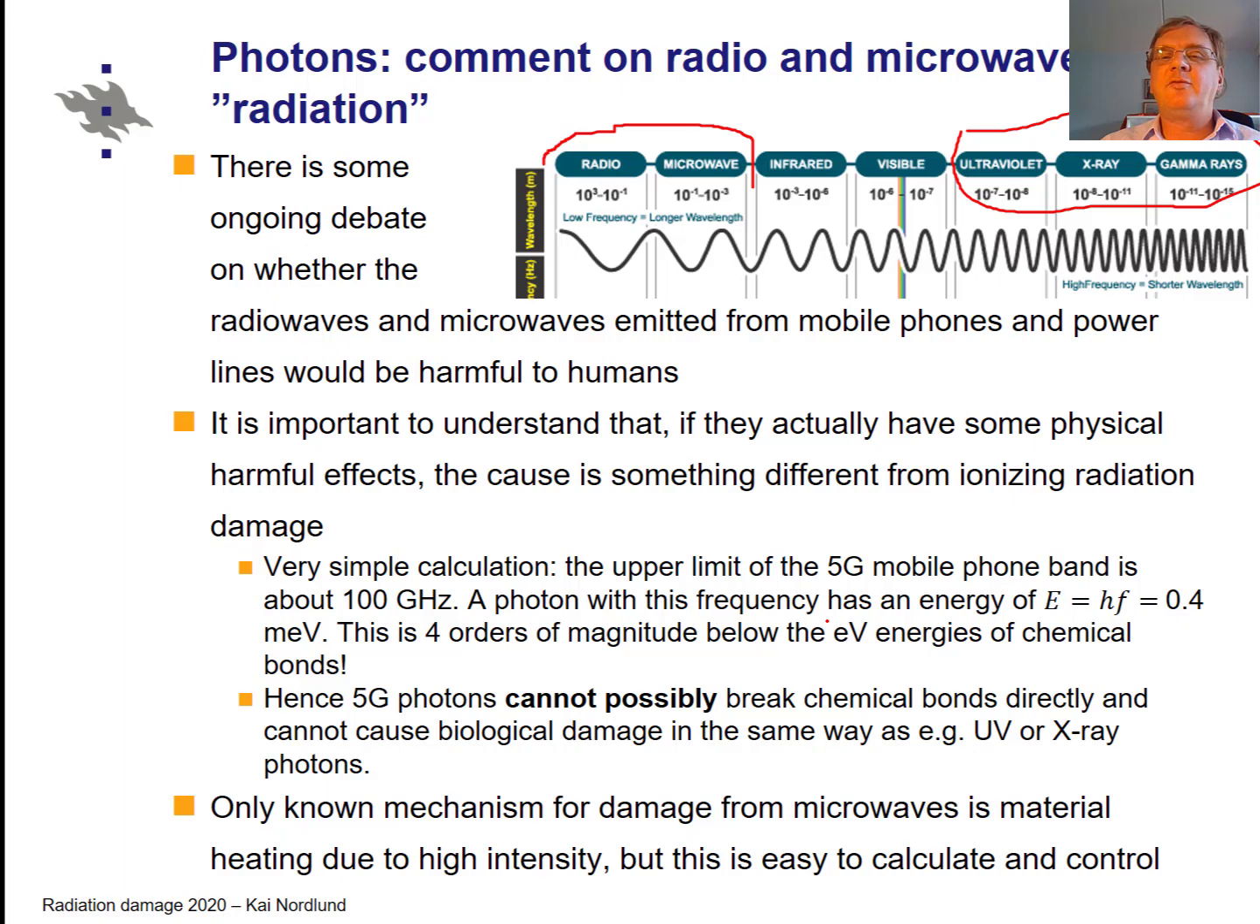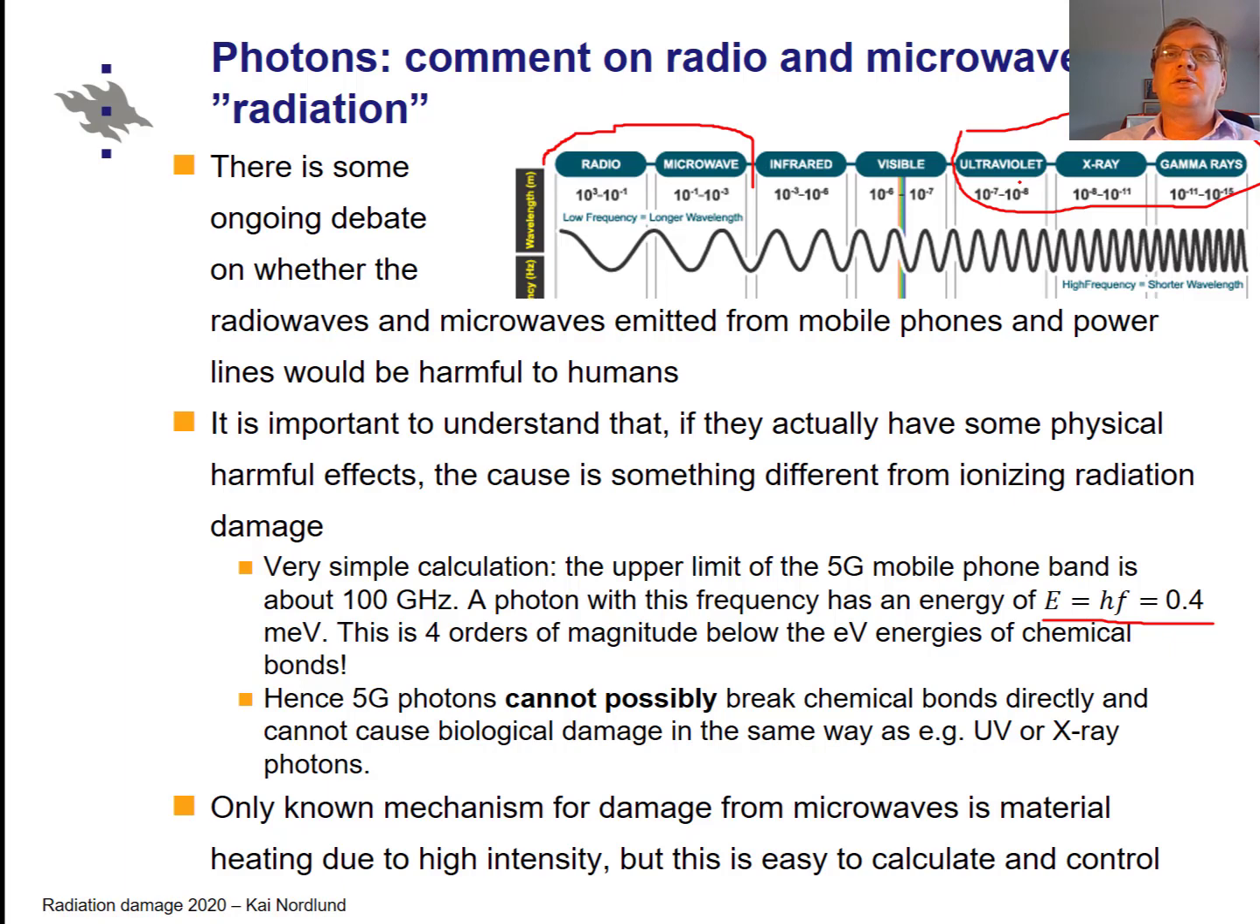For 5G mobile networks, the maximum frequency that might be used is something of the order of 100 gigahertz. Most of the time, the 5G networks work at much lower frequencies. But even if we take the maximum frequency, we find that the energy of photons with this frequency is only 0.4 milli electrovolts. And this is 4 orders of magnitude below those energies needed to break chemical bonds. Hence, it's pretty clear that 5G photons cannot possibly break chemical bonds directly, and they cannot cause biological damage in the same way as the ionizing radiation.